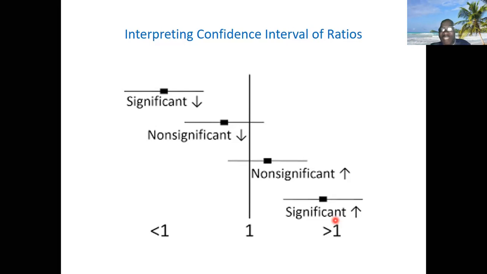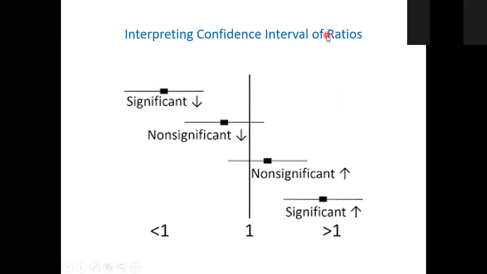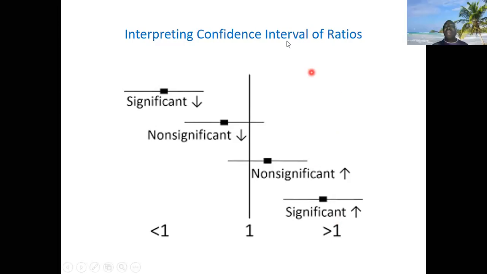But the confidence interval tells you one, it gives you the estimate, the odds ratio, the estimate. Then it gives you the range of values within which you can find the value. And you can also know if it's significant or not.